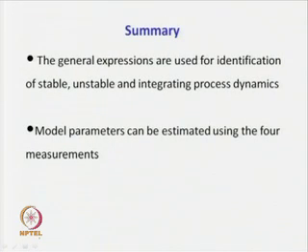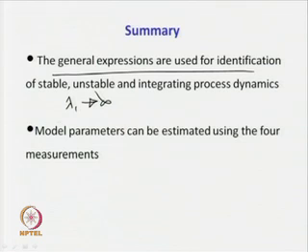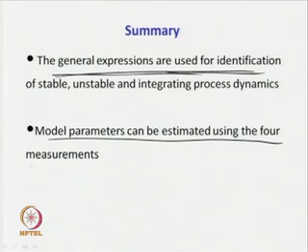So, what we have discussed in this lecture? The general expressions are used for identification of stable, unstable and integrating process dynamics with proper substitution of the limiting parameters, such as lambda 1 tends to infinity or lambda 1 tends to 0, and so on. So, with the proper substitution of limiting values for the variables or lambdas, it is possible to use the general expressions and find the unknowns associated with a transfer function model. Now, model parameters can be estimated using only 4 measurements. If required, further measurements like the areas of the output and input signal, AO and AU, can be used.